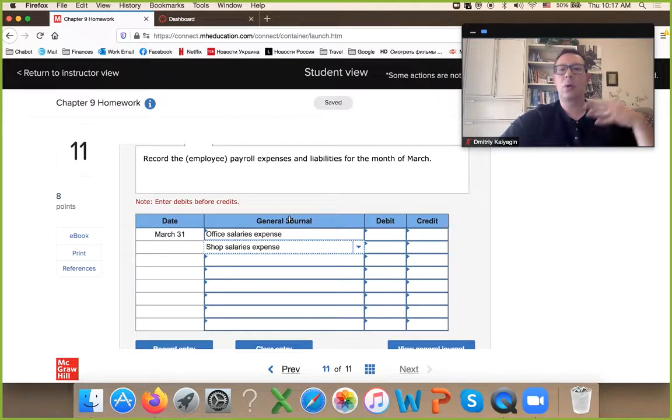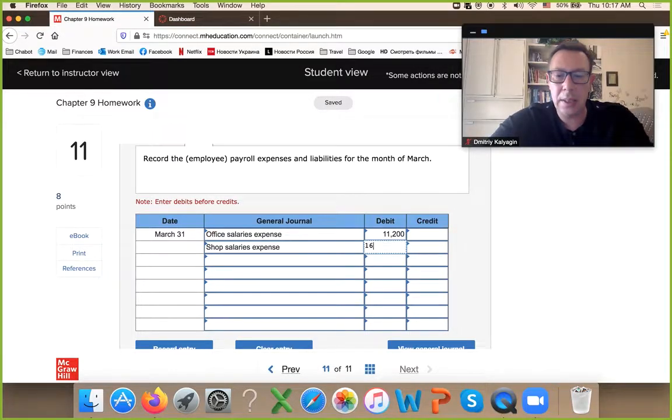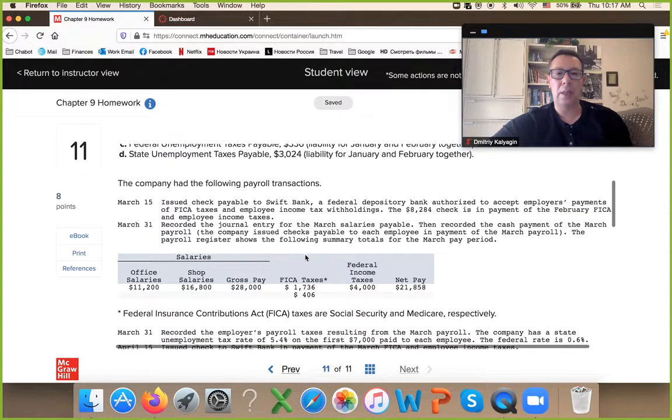Companies separate gross pay per department for different reasons: how we're going to look at costs in managerial accounting, and because of different rates for workers' compensation. Just use what's given. Together, both of these amounts give me $28,000, which is before taxes. 28,000 is gross pay.